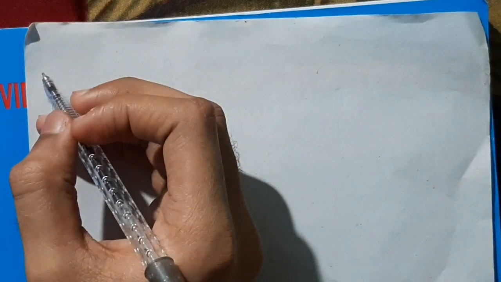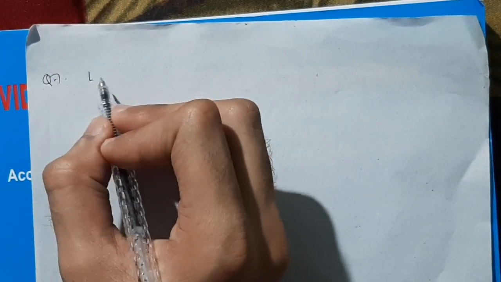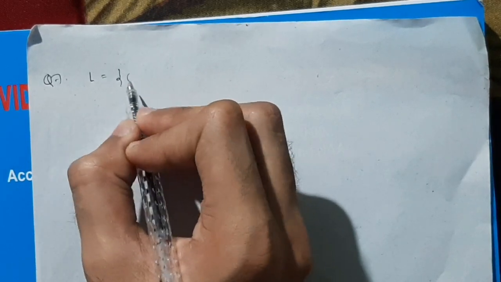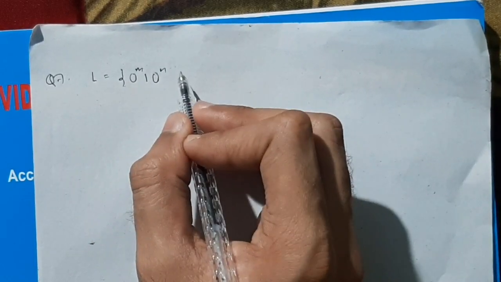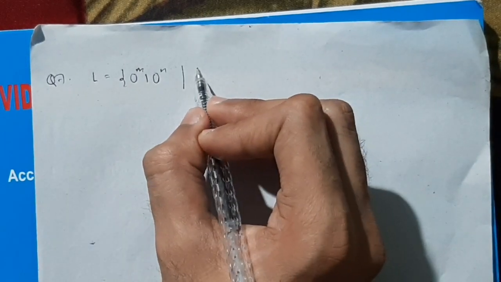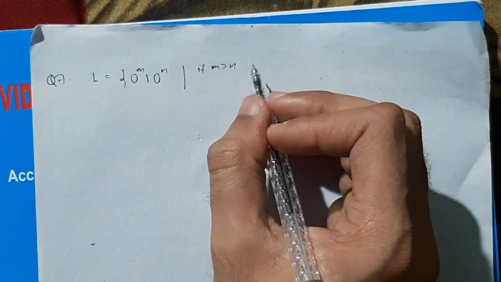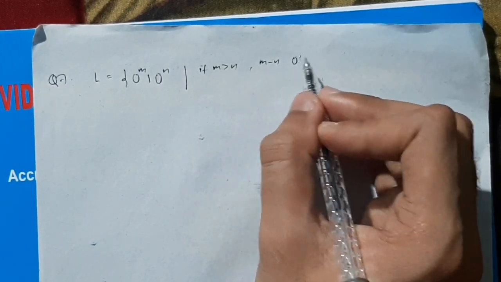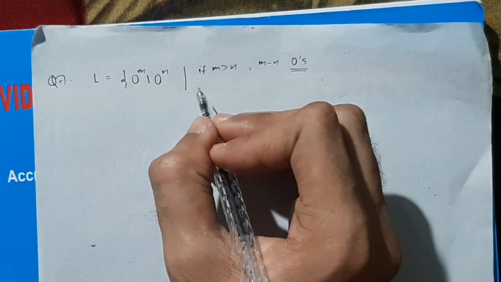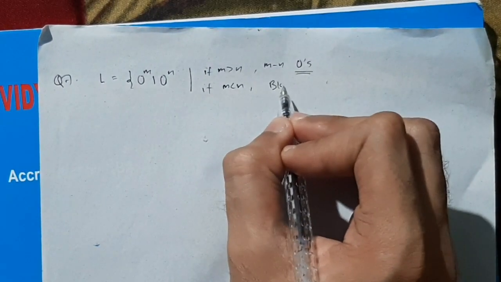Our next question is the Turing machine for subtraction. So the question is as follows. We have been given L equal to 0 power m, then a separator 1, and 0 power n, and we have been given two conditions. If m is greater than n, meaning the value of m is greater than the value of n, at that time we have to get the result as m minus n zeros. If m is less than n, then we have to get blanks.